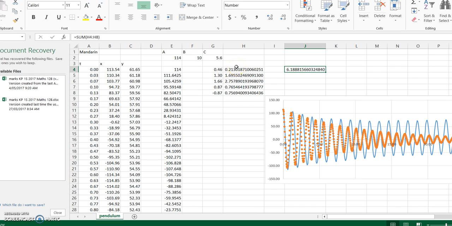So this is how you can refine your model and try to come up with a better one. Alright, that's hopefully enough to get you going on this assignment.